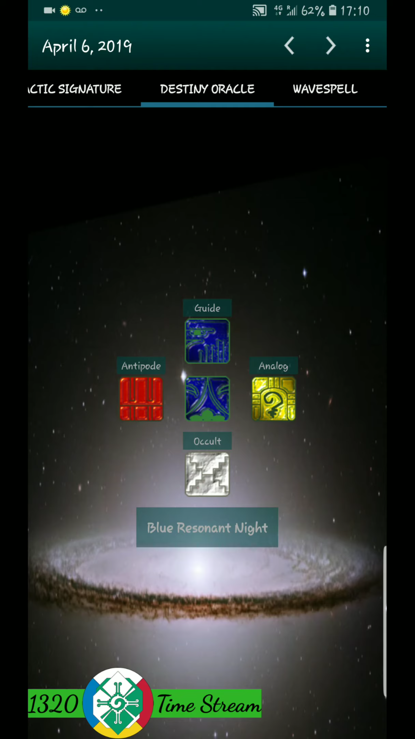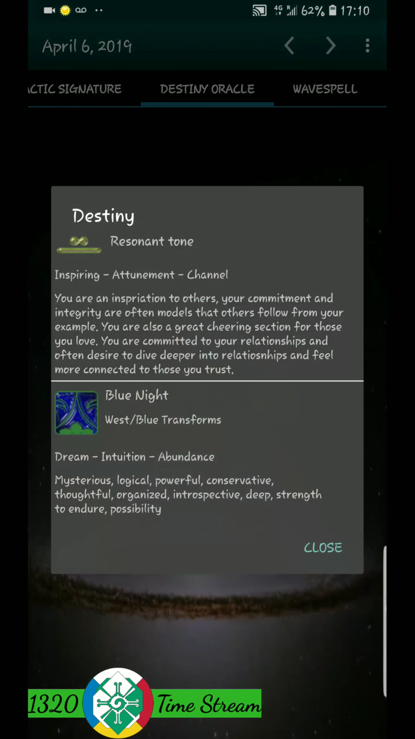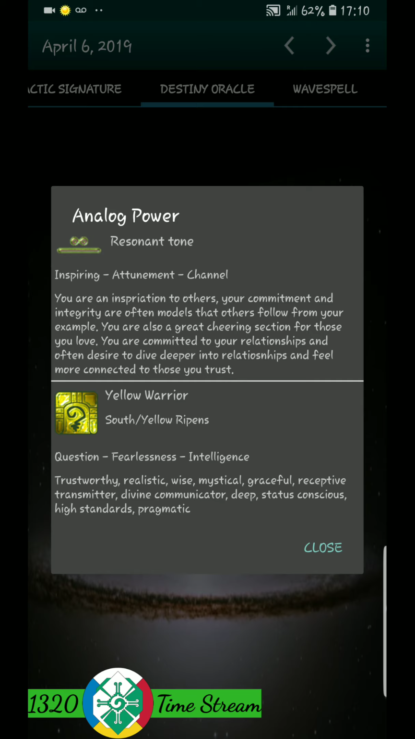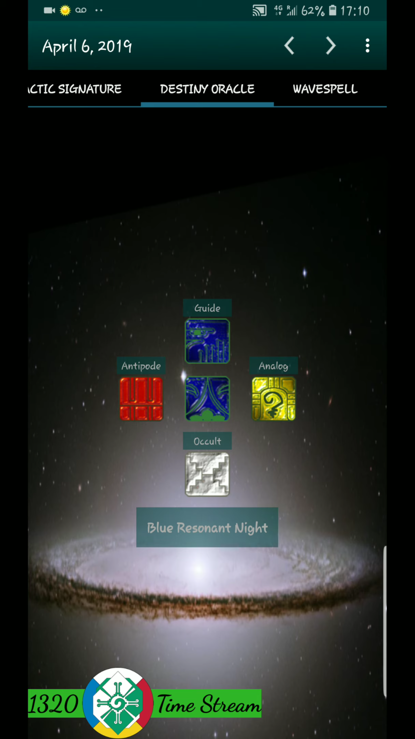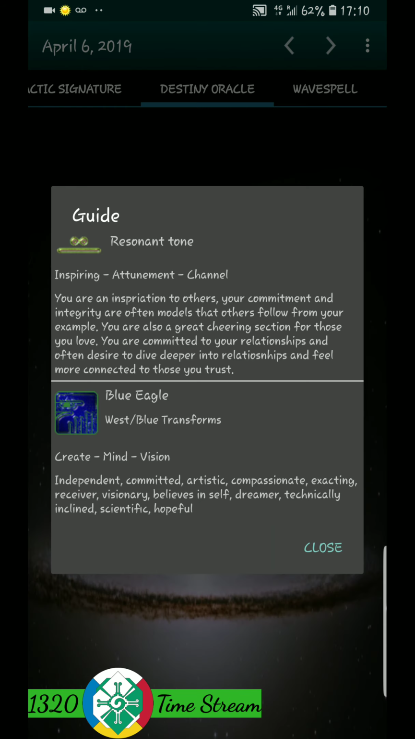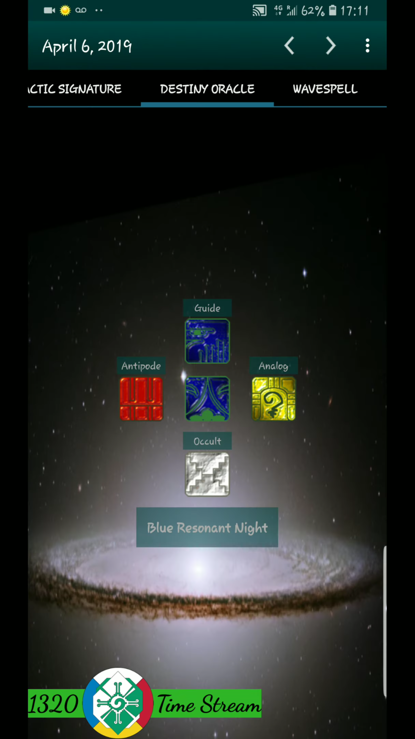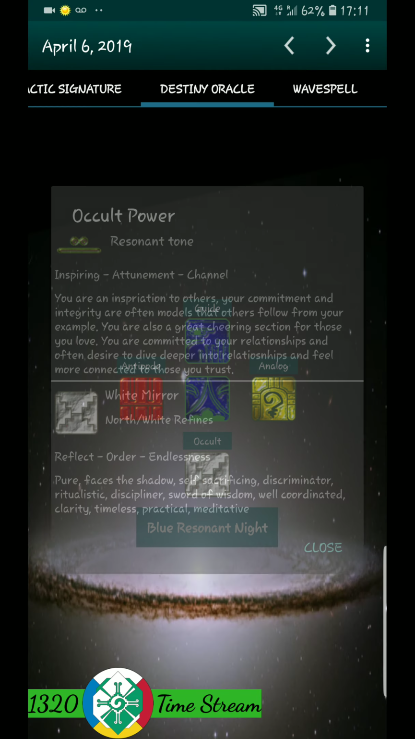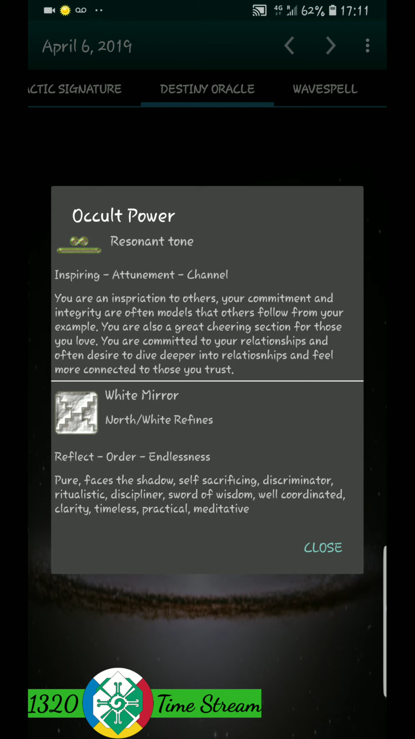Well, I'm going to proc all these for you really quickly, starting with the center one. Your Resonant Knight. Helping power is the Resonant Warrior. Guiding power is the Resonant Eagle. Challenging power is the Resonant Skywalker. Hidden power is the Resonant Mirror.